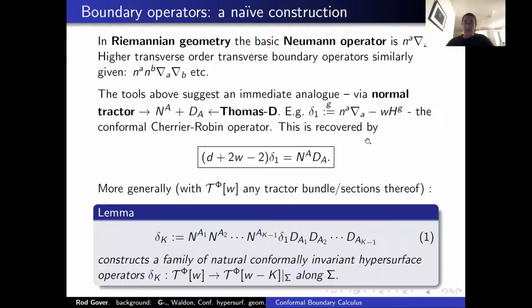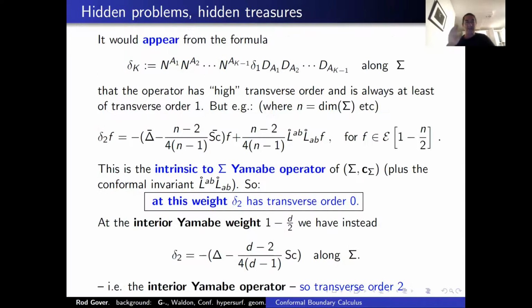Okay, so then there's a very obvious move. You go, well, that worked well, so I will just do the obvious thing. I will take lots of Ds, I will follow with this Robin operator and contract in a whole lot of normal tractors. And indeed, this basically works. So it constructs a family of conformally invariant, obviously by construction, hypersurface operators along your hypersurface. This is very obvious. This is what I call a naive construction.